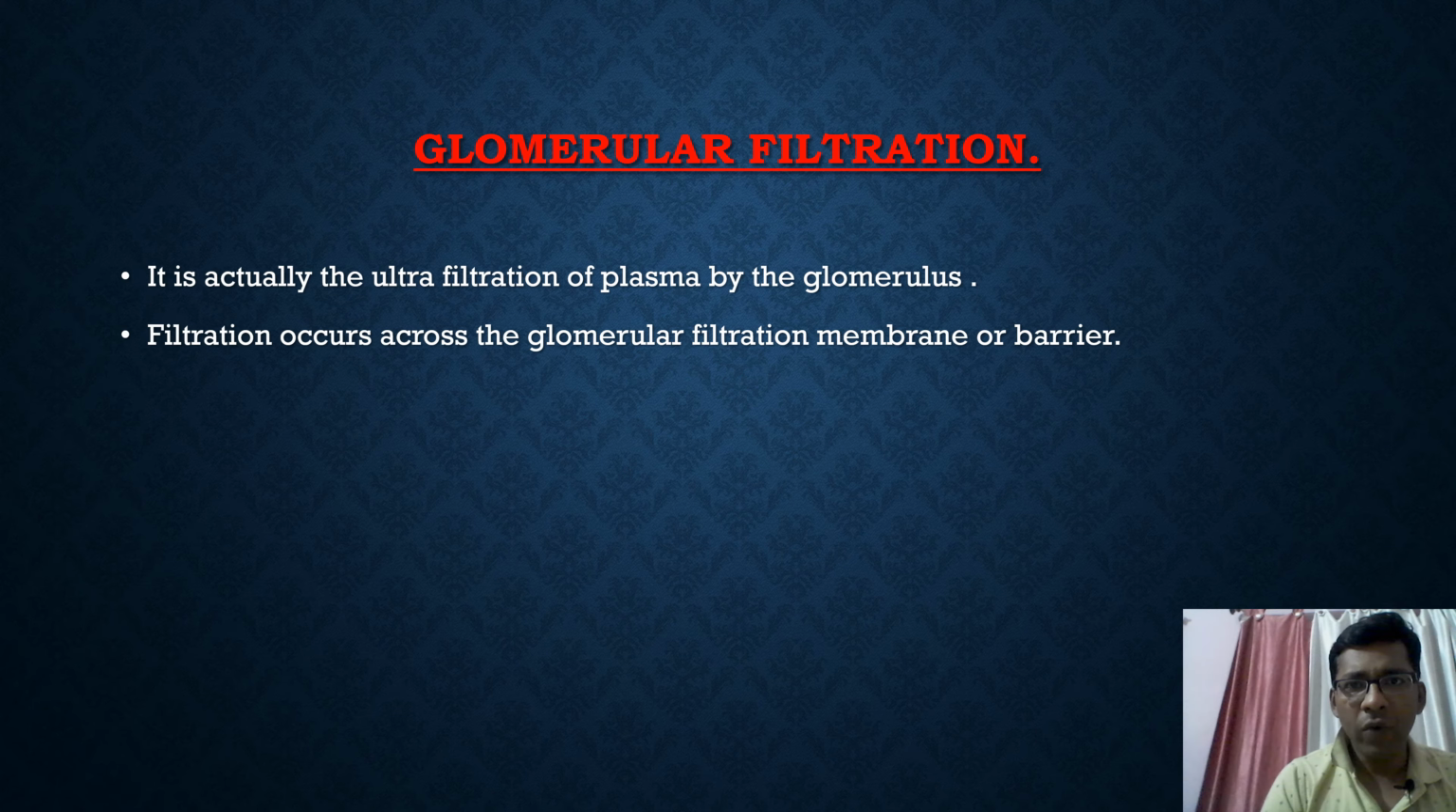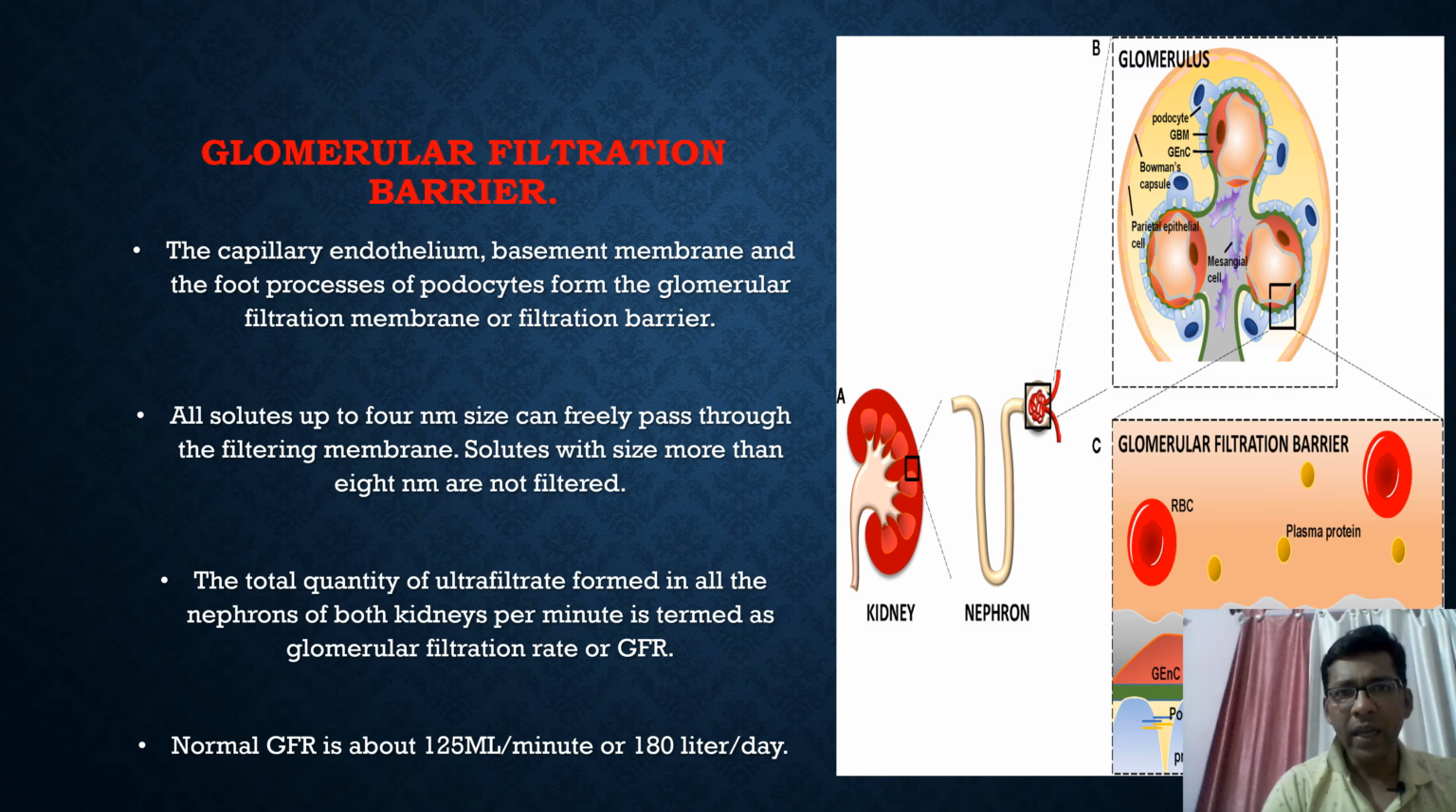So, first we need to study the glomerular filtration. It is actually the ultrafiltration of plasma by the glomerulus. I have told in the previous slide, filtration occurs across the glomerular filtration membrane or barrier. So, we need to study what is the glomerular filtration membrane or barrier. So, this is the glomerular filtration membrane.